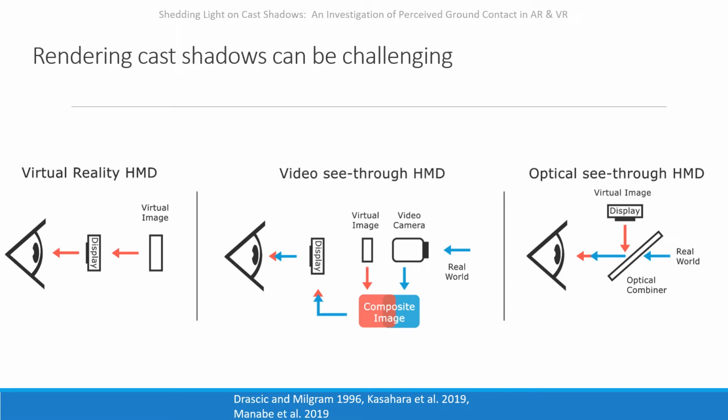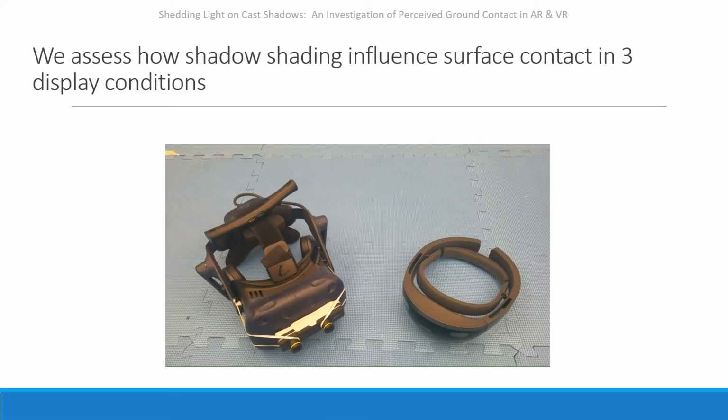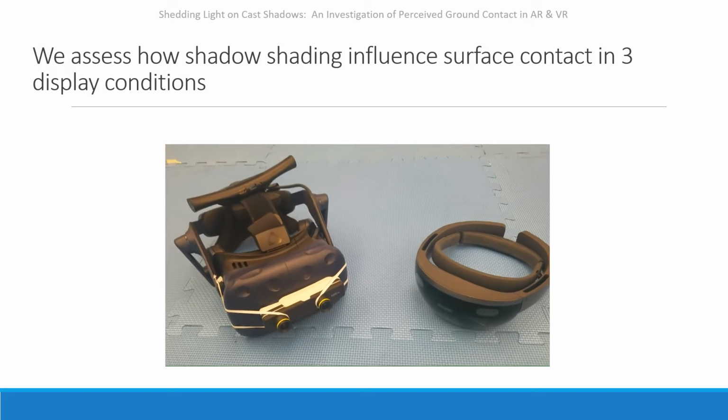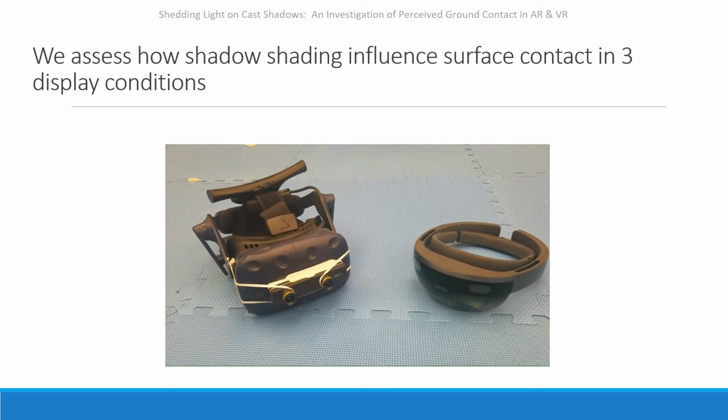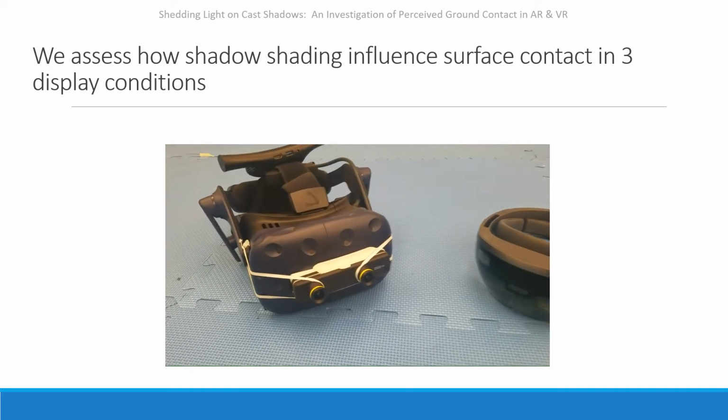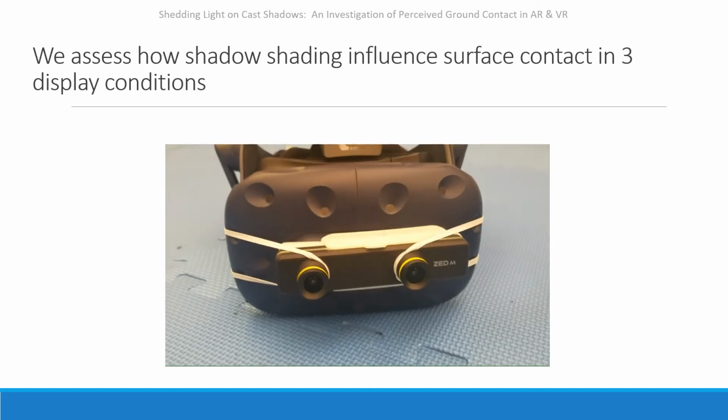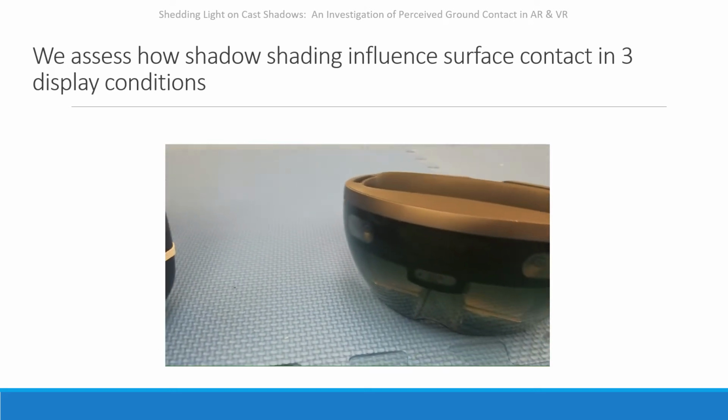To investigate this issue, over 2 experiments, we assess how the way cast shadows are shaded influences surface contact perceptions in 3 types of head-mounted displays: virtual reality, video see-through, and optical see-through. Specifically, we look at the HTC Vive Pro, the Vive Pro with an attached Z-Mini stereoscopic camera, and the Microsoft HoloLens 1.